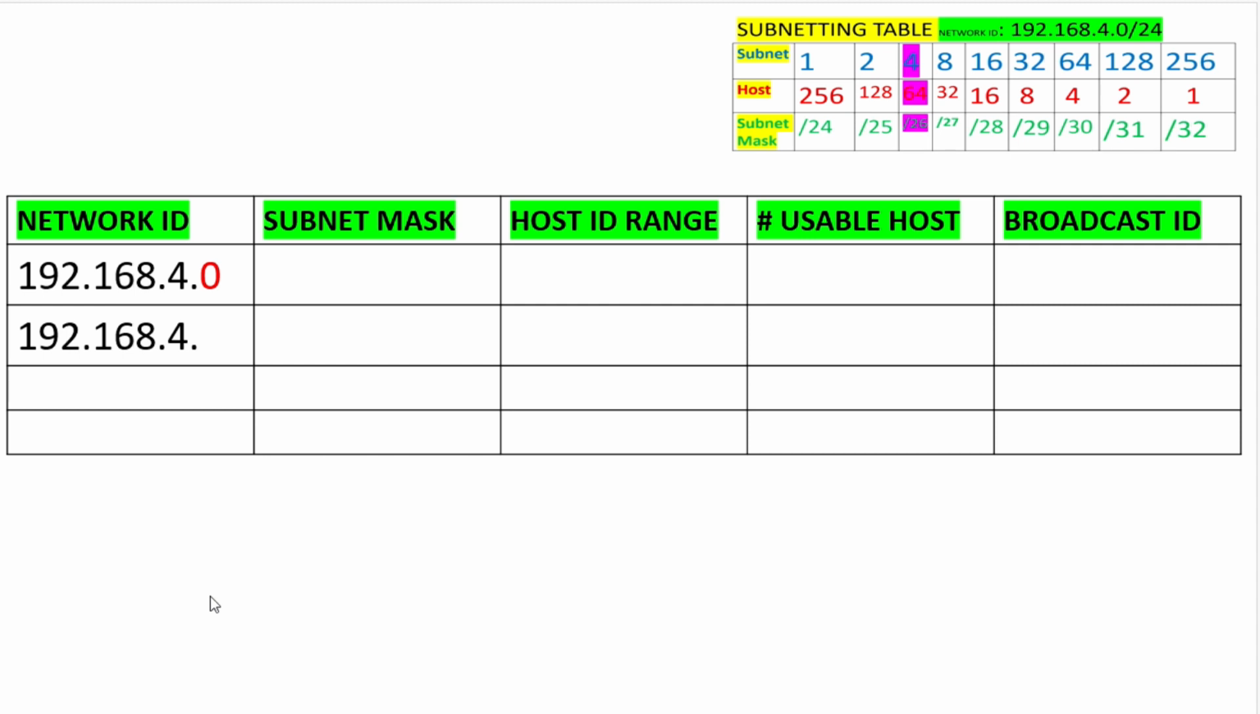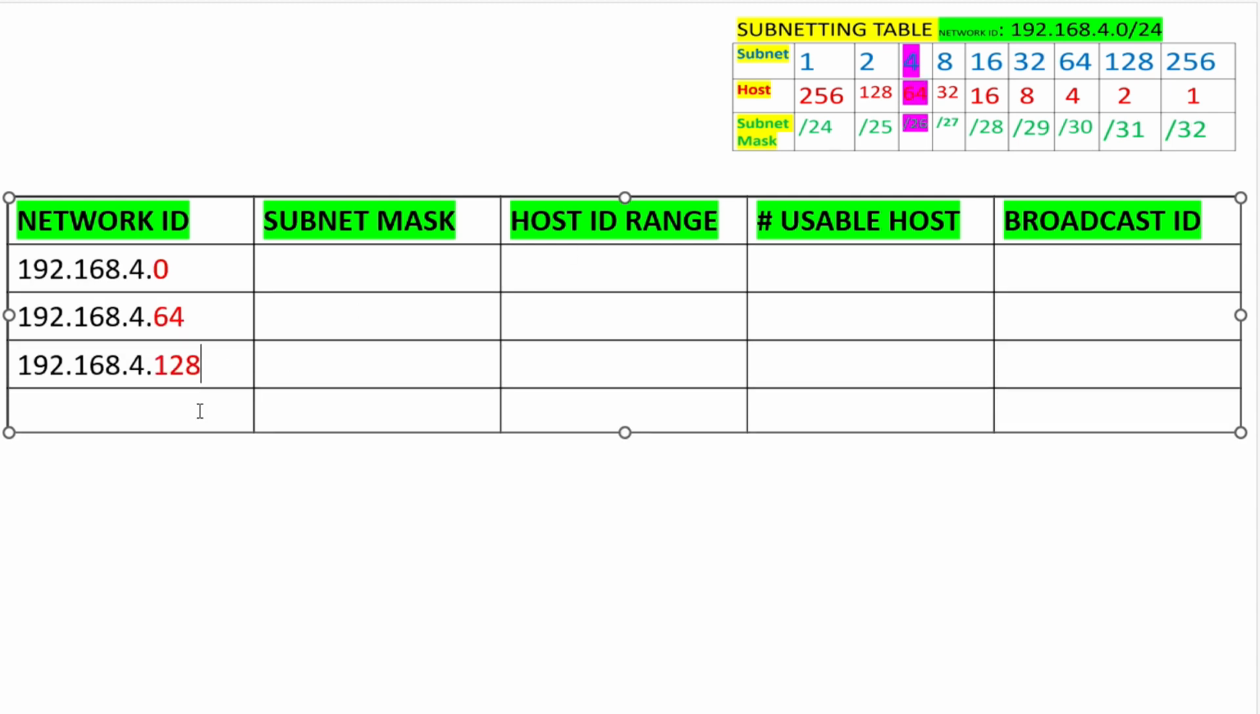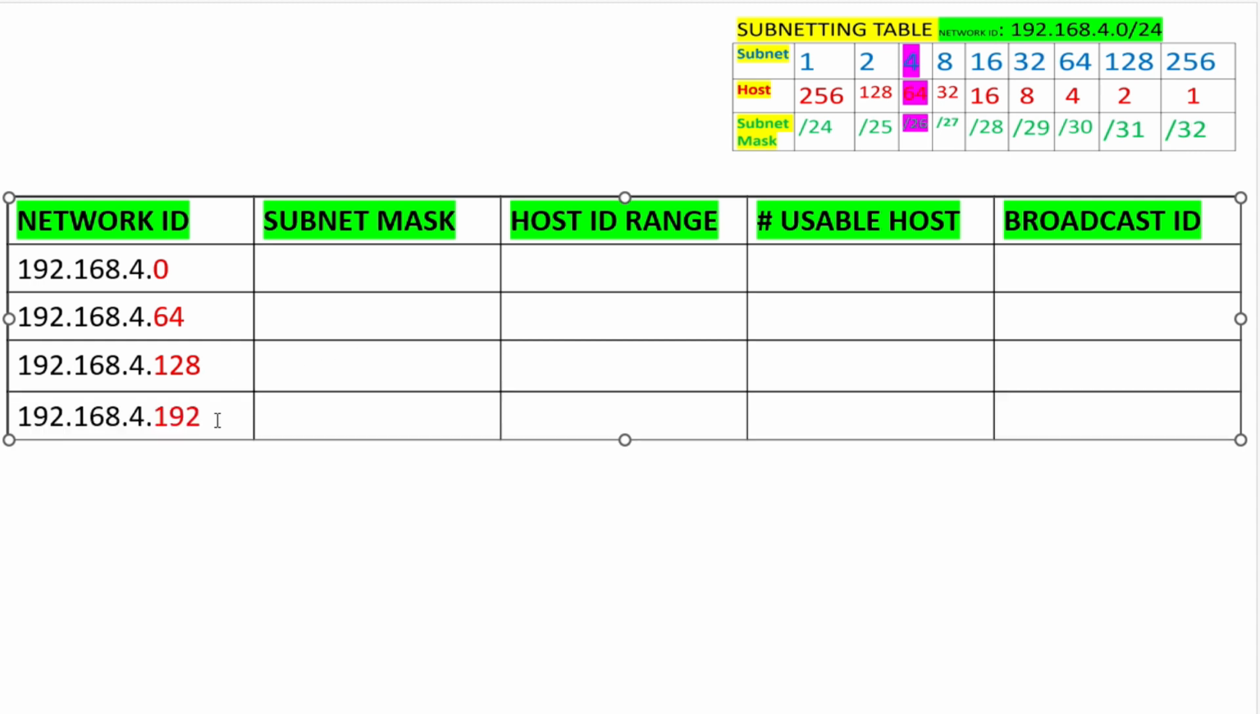We get the next network ID by simply adding 64 to the previous one. So we'll add 64 to 0 because our host is 64. Therefore the second network ID would be 0 plus 64, which is 64. The third network ID would be 64 plus 64, which is 128. The fourth network ID is 128 plus 64 from the host, which is 192.